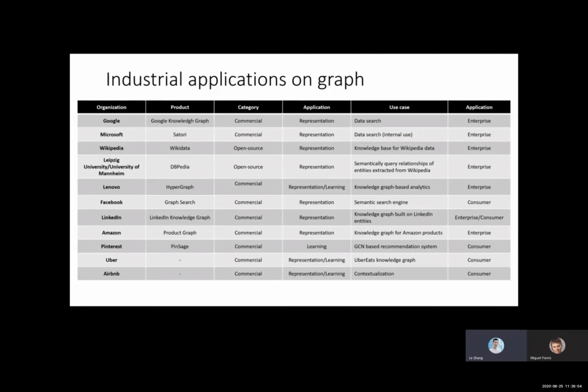So Uber and Airbnb both have their own graph-based applications respectively. Uber has the Uber Eats knowledge graph to enhance the recommendation system for their Uber Eats service with the aid of the knowledge graph, right? And Airbnb has also applied the knowledge graph for some context-aware applications.